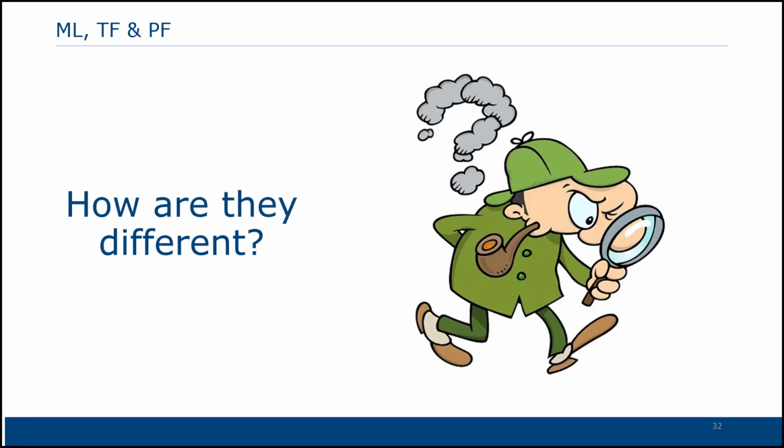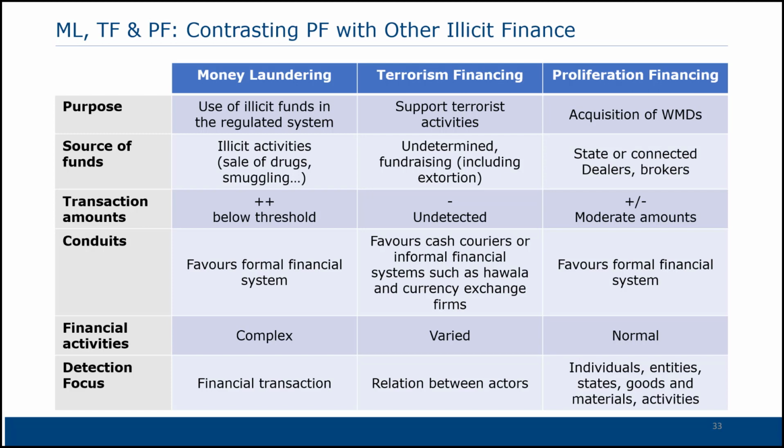Now we will discuss the fundamental differences between money laundering, terrorist financing, and proliferation financing. The chapter on counter-proliferation financing in the guidance notes also outlines these distinctions. You may use this for a reference. The characteristics of money laundering, terrorist financing, and proliferation financing may be separated into purpose, source of funds, transaction amounts, conduits, financial activities, and the detection focus.